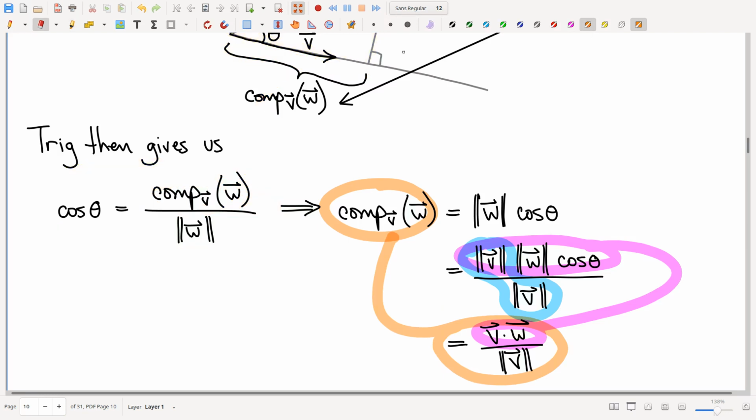And let me simplify. We'll get rid of all that jazz. So here's your formula for computing components. It's V dot W divided by the magnitude of V, namely the magnitude of that direction vector. Everybody good? Bam.